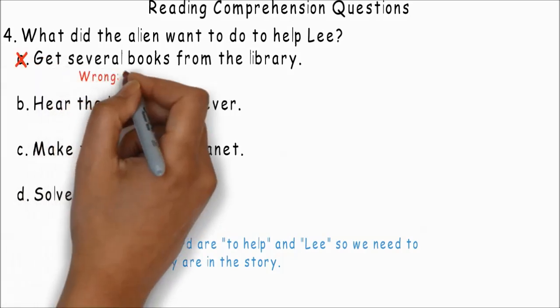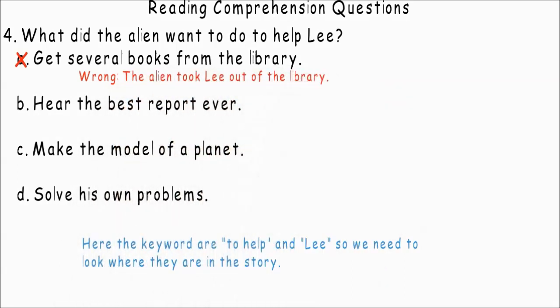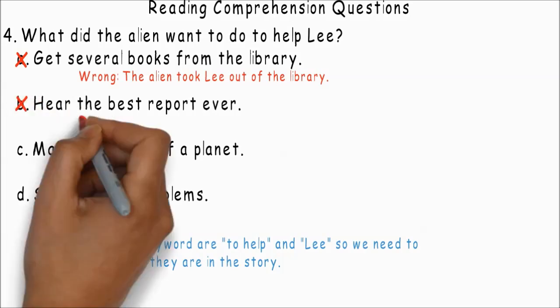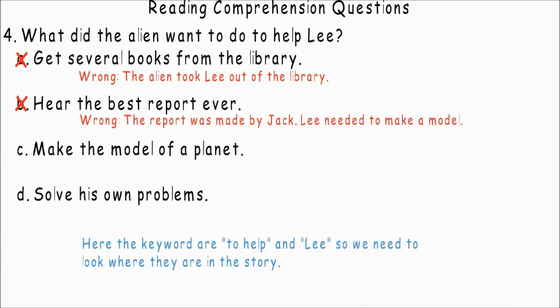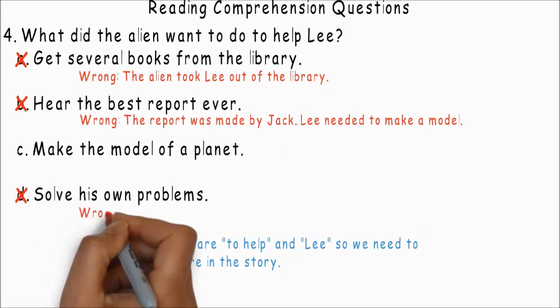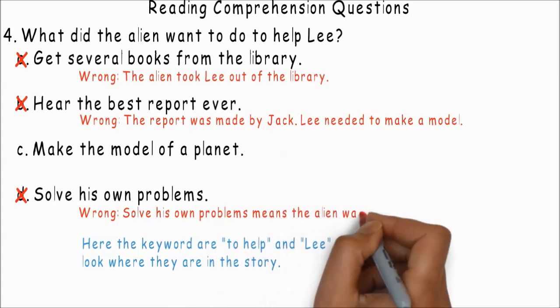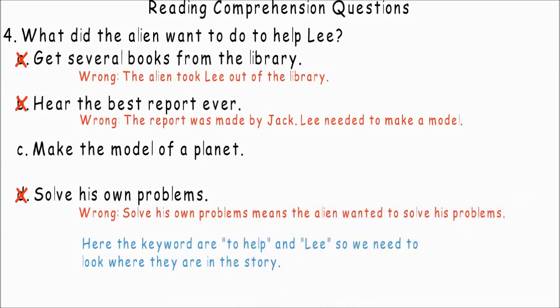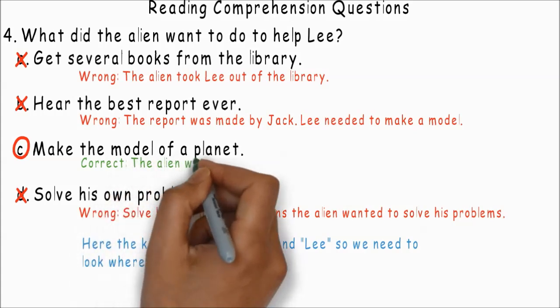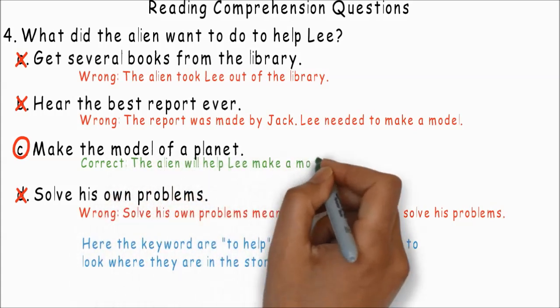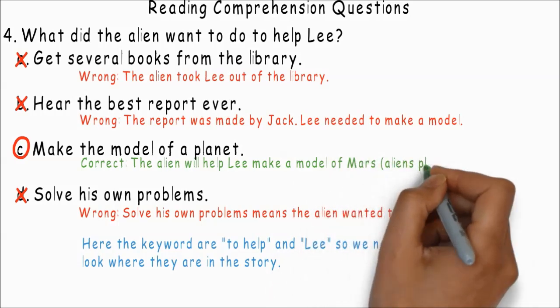So A is wrong. The alien took Lee out of the library. They didn't get books. B is wrong because the report was made by Jack. Lee needed to make the model. Plus, it wasn't to hear it. And D is wrong, to solve his own problems. Solve his own problems means that the alien wanted to solve his problems. I don't know if the alien was a boy, but the alien's problems. So the answer is C. Make a model of the planet. Correct. Why? Because the alien said he would help Lee make a model of Mars, the alien's home planet.